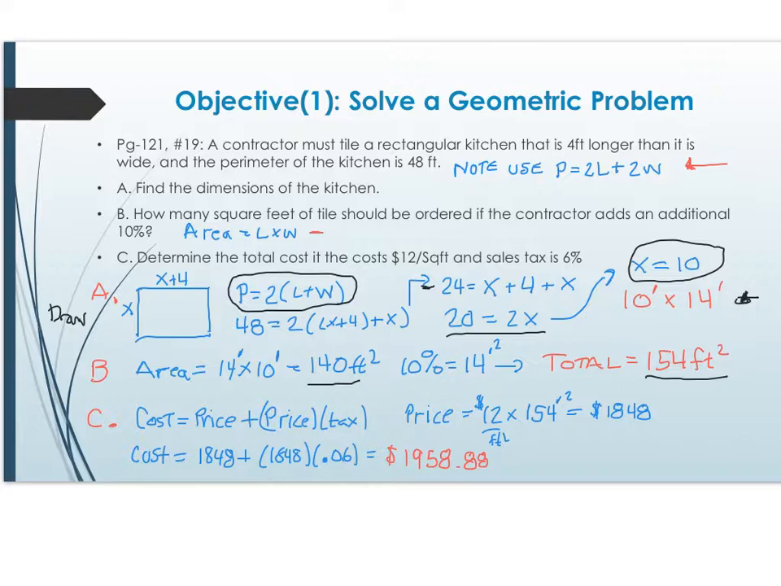Now our cost is the price plus the price times the tax. So our price is $12 per square foot times 154 square feet. That comes out to $1,848. That's our price. So we take that price and multiply it by 0.06 and add it, and our value is going to be $1,958.88.